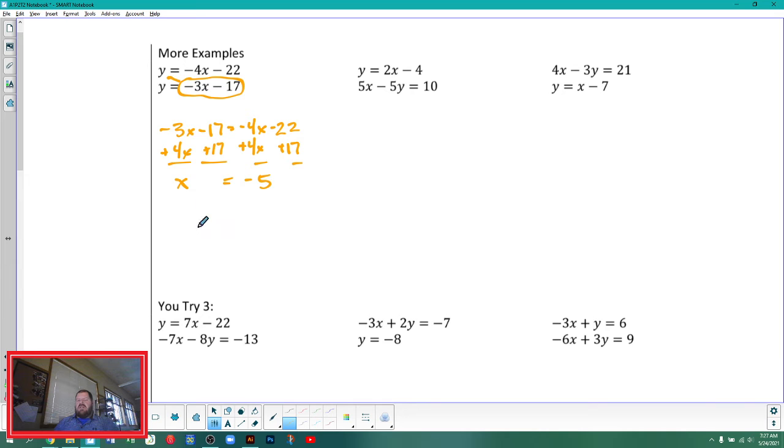I can actually use either equation at this point, but I do like the one that I previously substituted in. Negative 3 times negative 5 minus 17. That's going to give me 15 minus 17. Looks like y equals negative 2. So I've got x equals negative 5 and y equals negative 2.